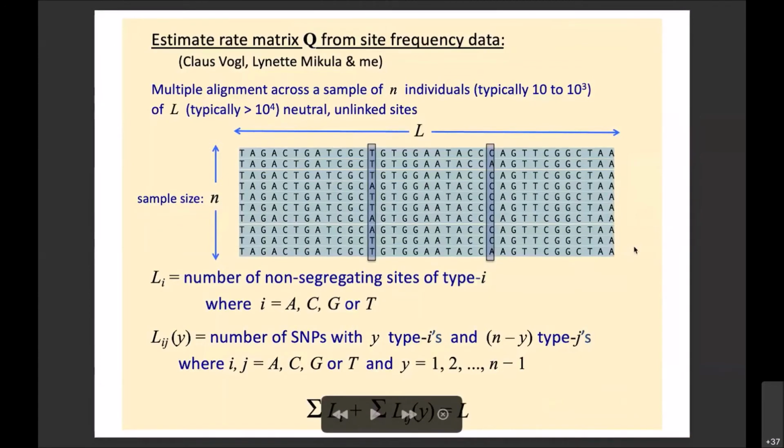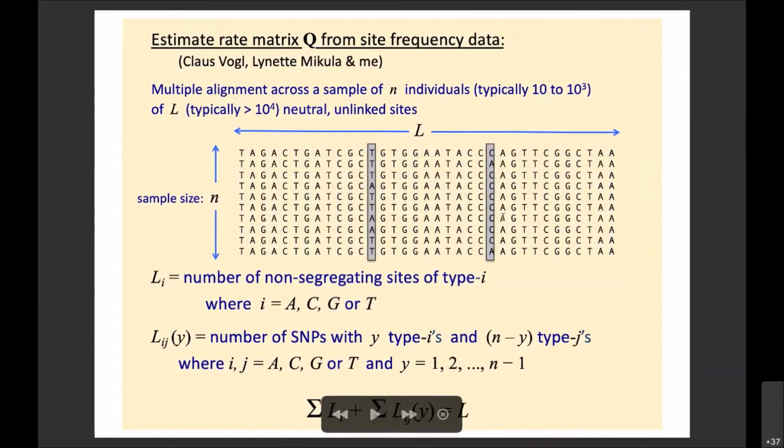So the idea is you have an alignment of neutral sites. Most of the sites are non-segregating. Every now and then you're going to get a biallelic site. There are so few triallelic sites, you can just chuck them out of the data. You can throw them away without really doing too much damage.